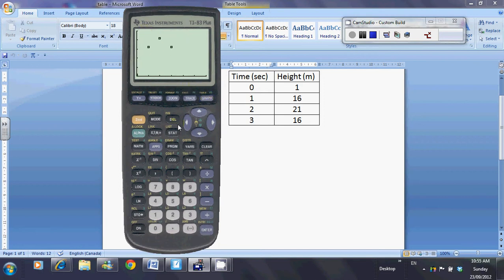Now to find the equation, hit stat again, but this time we have to arrow over to calculate, and we're going to scroll down to quadratic regression because that looks like a quadratic or a parabola for a ball going through the air. Hit enter. Now we could hit enter again. That will give us our equation.